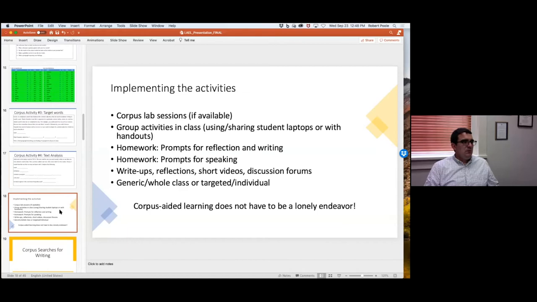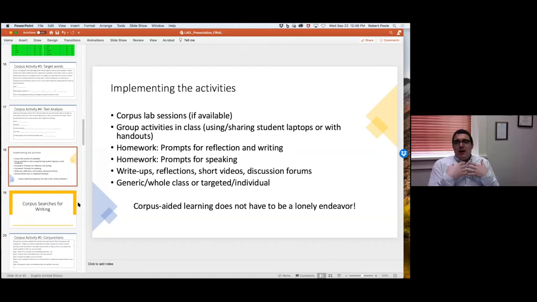So implementing the activities, just some tips. Ideally, I suppose it would be best if we all had access to computer labs where our students could do these searches. That's not always available. And even when it is available, I find it inconvenient, right? I'm meeting with a class Monday, Wednesday, and Friday here, but now we have to go to a computer lab. I need to get everybody registered and logged in. Sometimes moving to a lab can be difficult. Great if you can. Great if your classroom has computers.